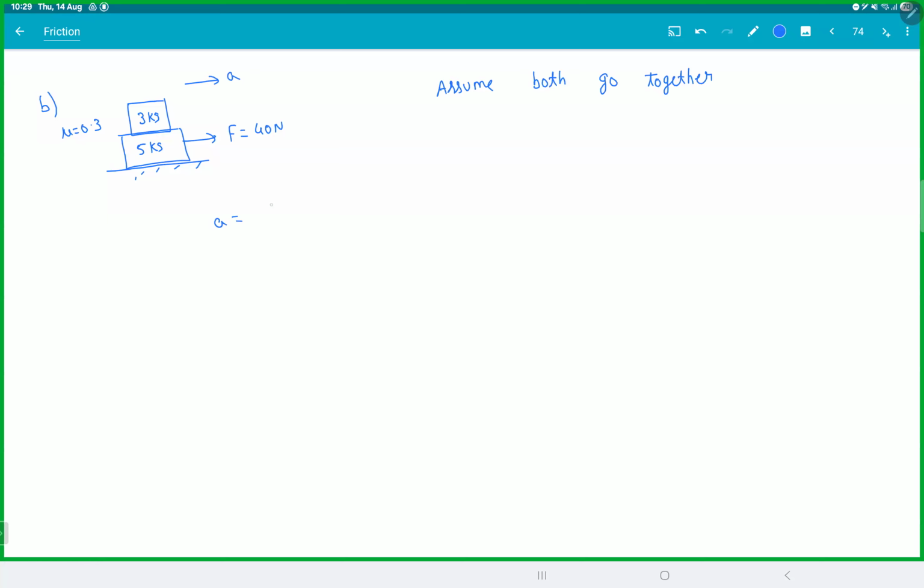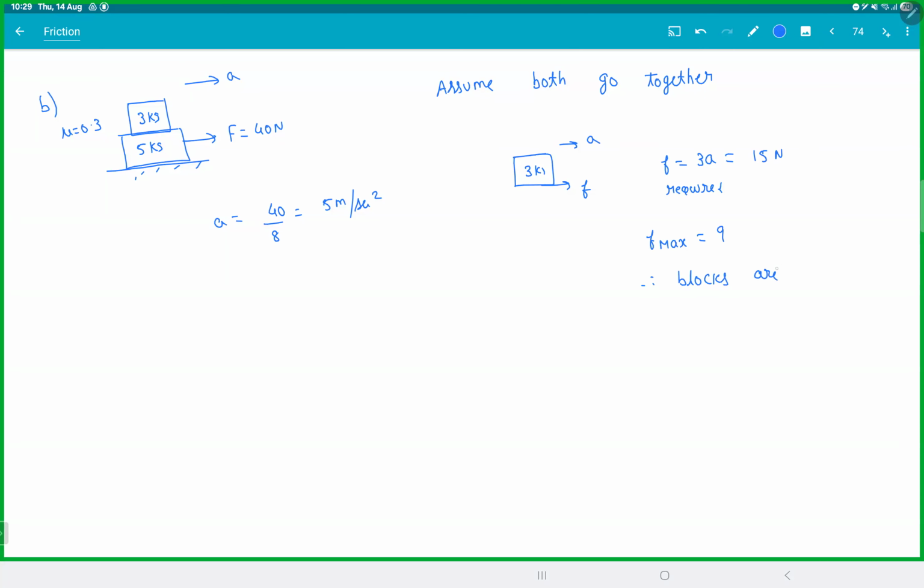Then we get acceleration is 40 by 8. 5 meter per second square. Yeah, this definitely looks like it is gone. So if you take the 3 kg block, F is equal to 3a, it is asking for 15 newtons. So gone. F max is 9. Therefore, blocks are slipping. So my assumption is wrong.